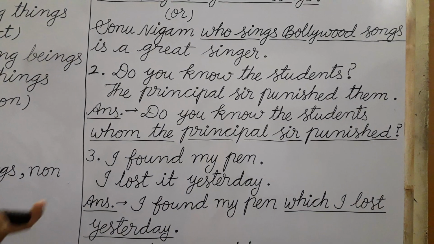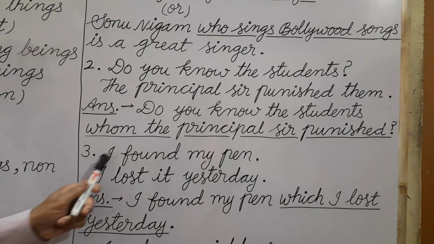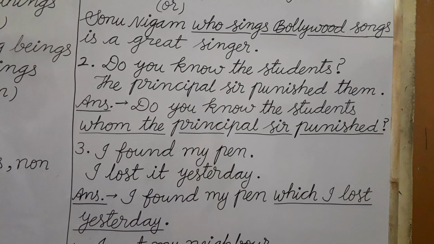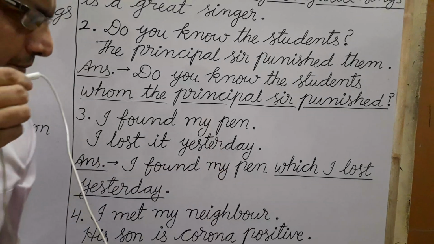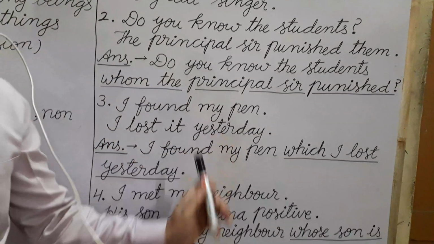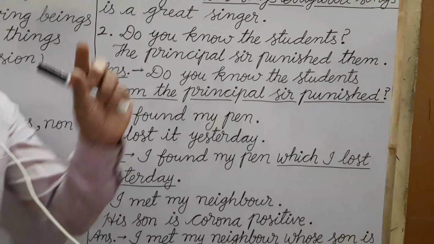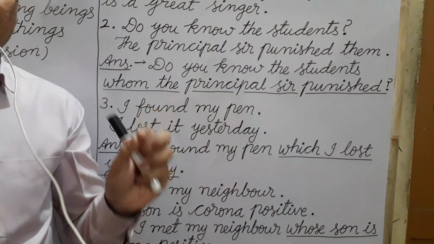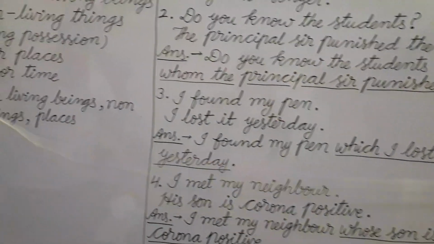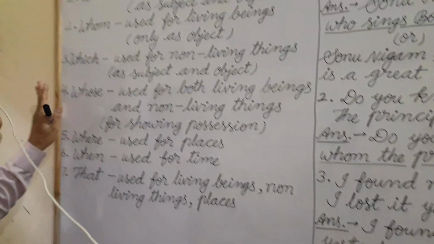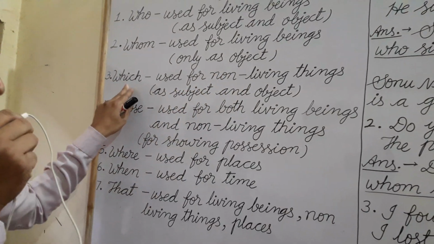Now look at example number 3. I found my pen. And the second sentence is, I lost it yesterday. So what did I lose? I lost my pen. And pen is a non-living thing. So you can see here, left hand side, for non-living things we use which.